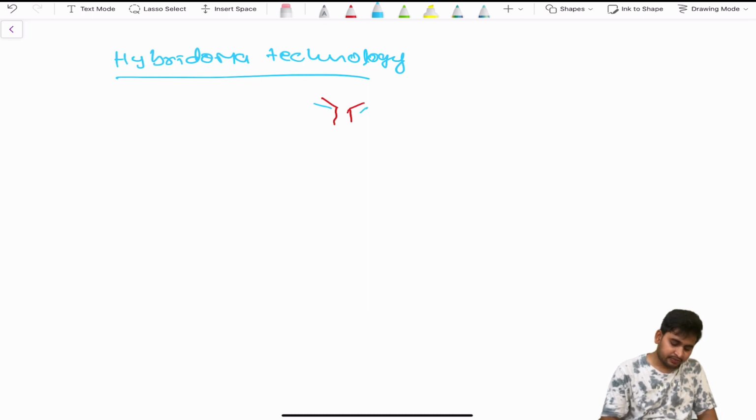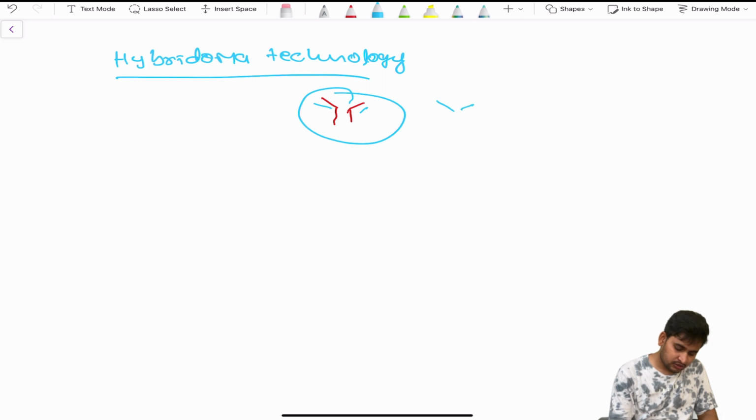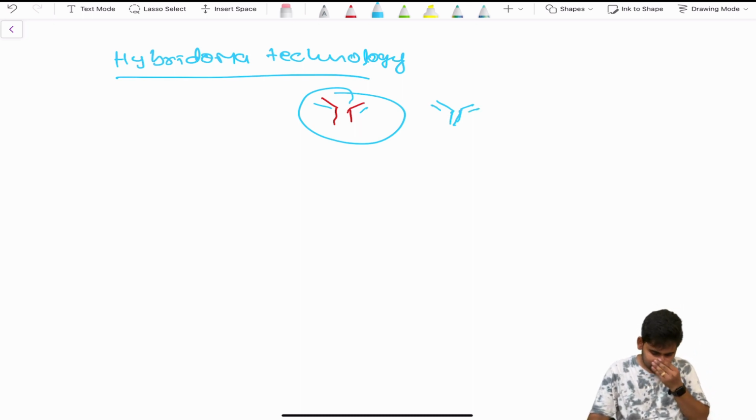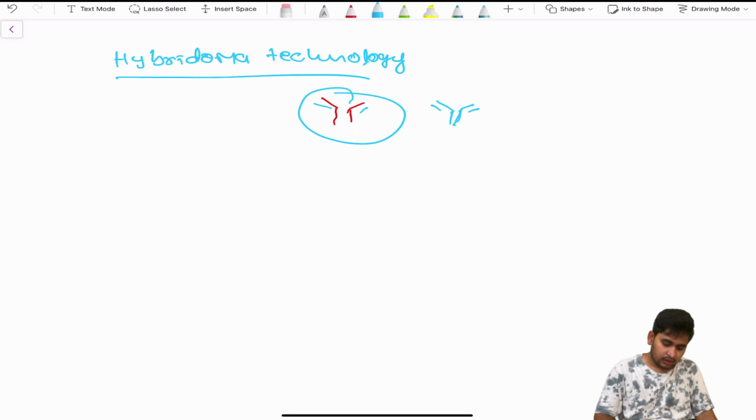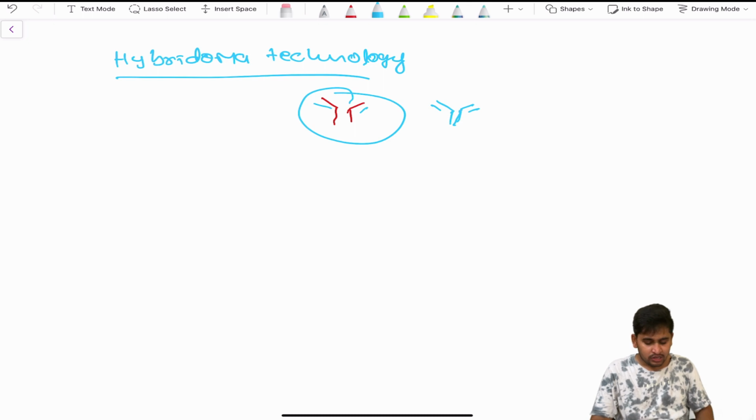Right, in the shape of Y, but instead of drawing it here, I'm just drawing this. This is the antibody. This is one antibody. Clear? Okay, so how is it being synthesized? How is it being cloned?